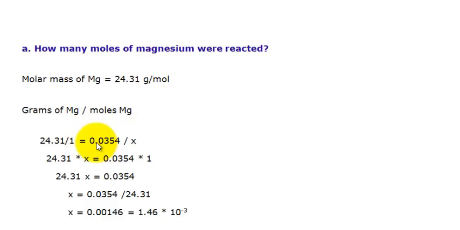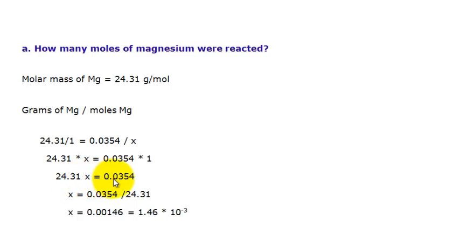The known value is 0.0354 grams of magnesium, which is given in the question, and our unknown value is X, which represents the moles of magnesium corresponding to 0.0354 grams of magnesium. Next, we need to solve for X by cross multiplying. 24.31 times X equals 0.0354 times 1.